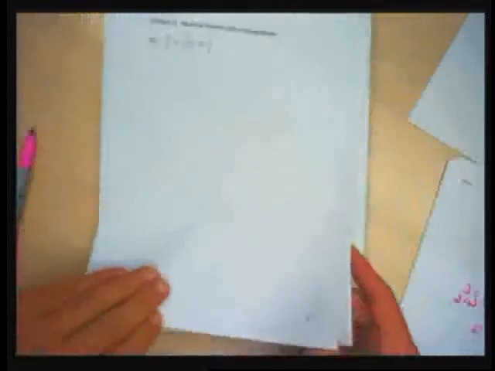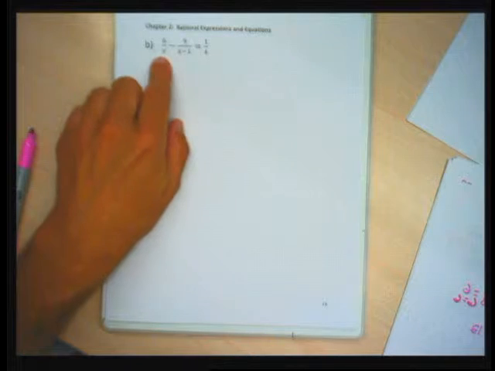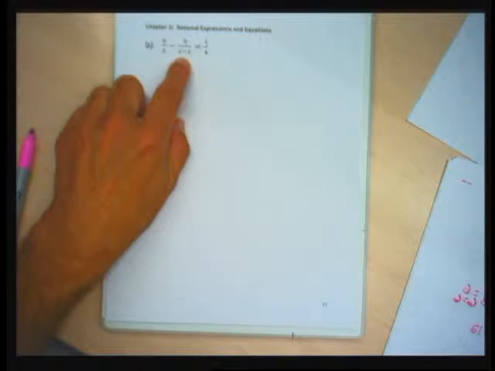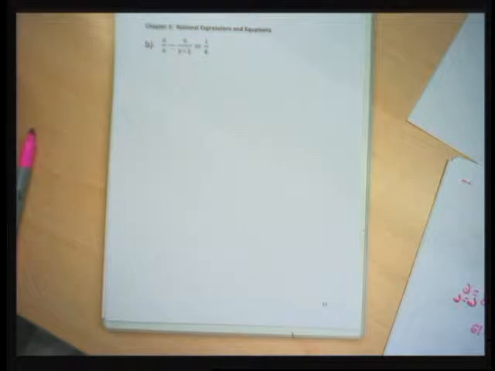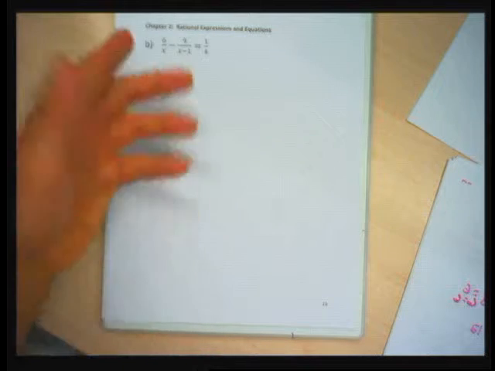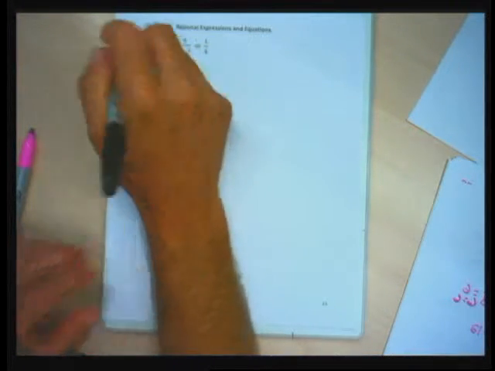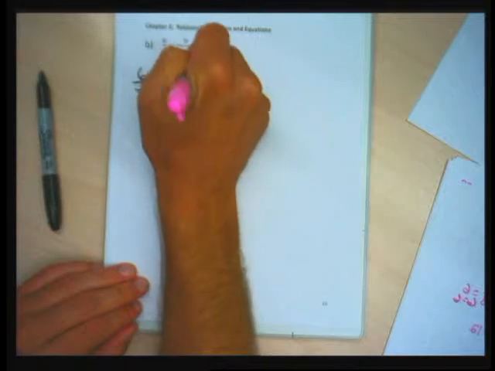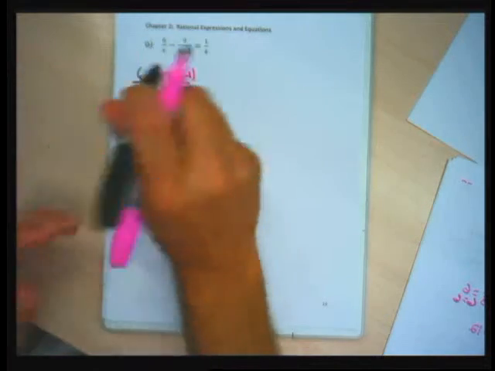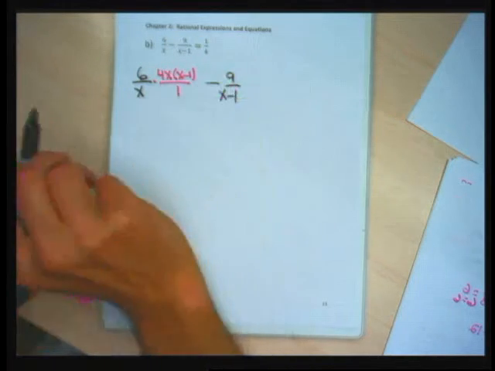5b, I need to multiply again to clear the fractions. Multiplying by x would clear that. Multiplying by x minus 1 would clear that. Multiplying by 4 will clear that. I need to multiply by 4x and x minus 1. And I can do that all to the right because none of the numerators have binomials in them. So I'm going to multiply by 4 times x minus 1 over 1, so that I'm going to clear every fraction.